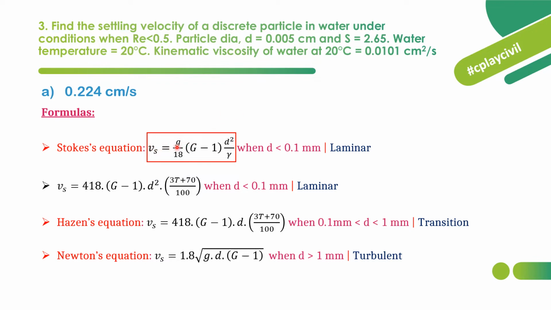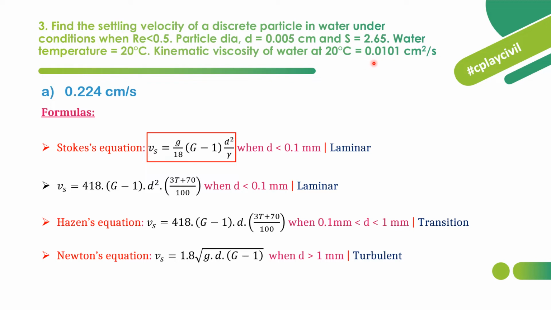So here we have g nothing but 9.81 meter per second square, and G minus 1, capital G is nothing but the specific gravity 2.65, and d square, d is the particle diameter, that is here they have mentioned in centimeter, but we have to change it to meter or something accordingly so that the homogeneity will be maintained. And gamma is the kinematic viscosity.